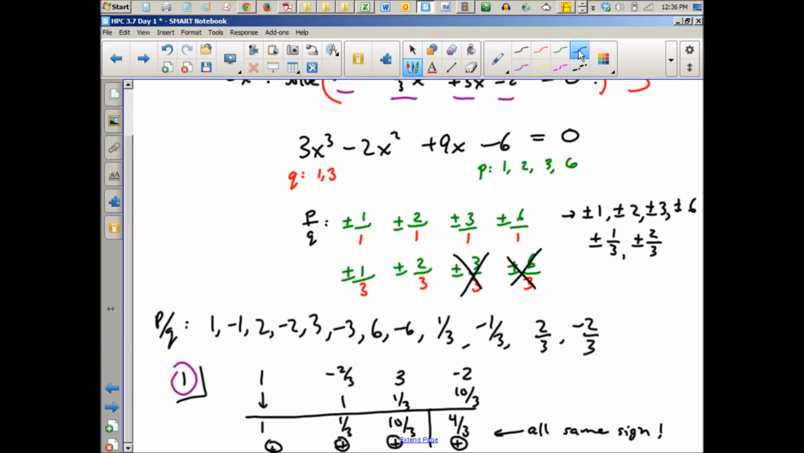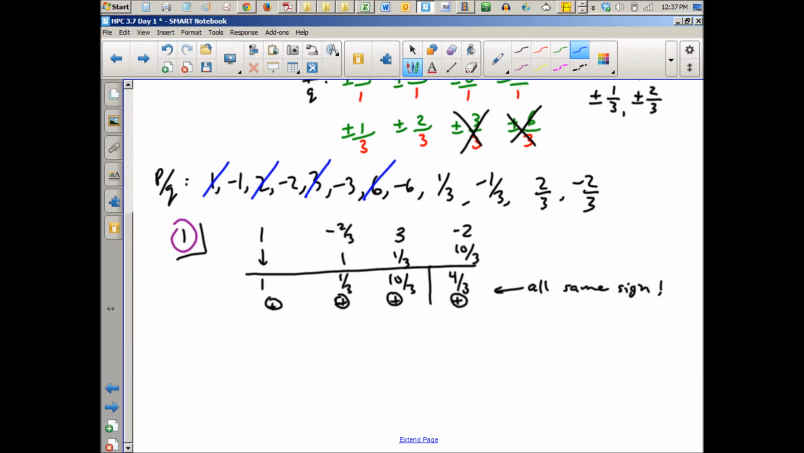So that means that 1 didn't work, but 2 will not work, 3 will not work, 6 will not work. Why? Because 1 is already too big. It's only when we see sign changes that we know we should continue guessing up the number line. So we're done with those values. That narrowed it down pretty quickly.